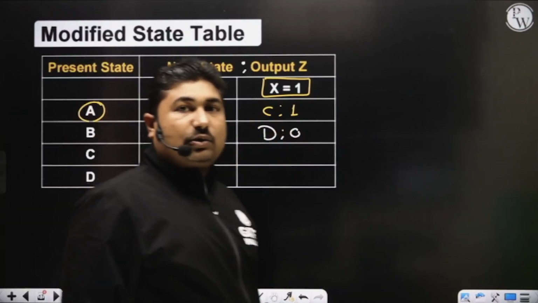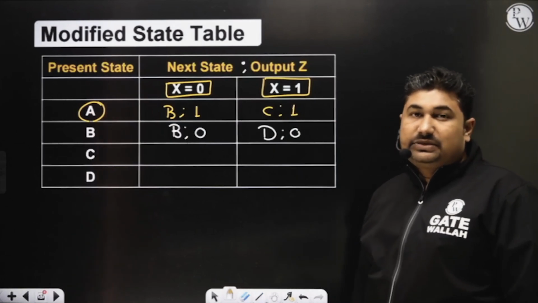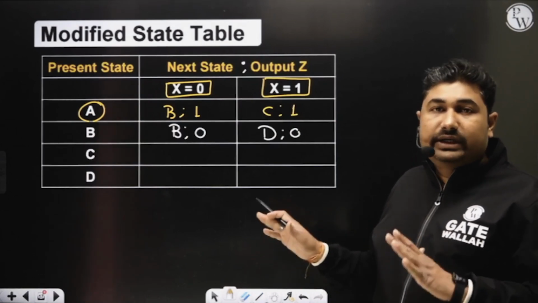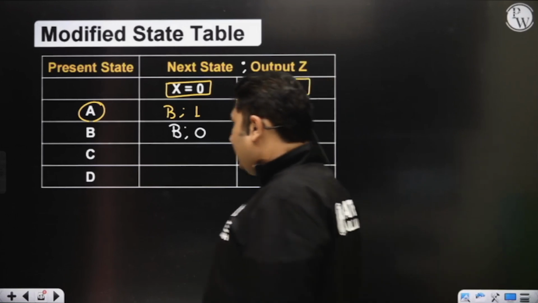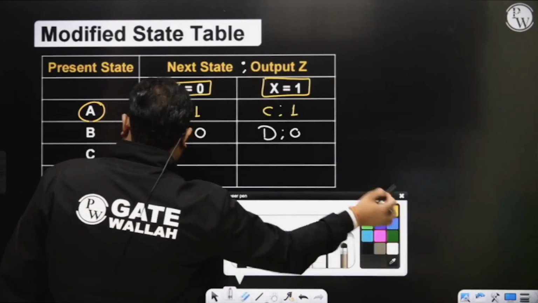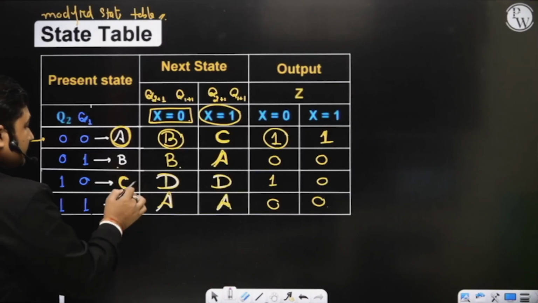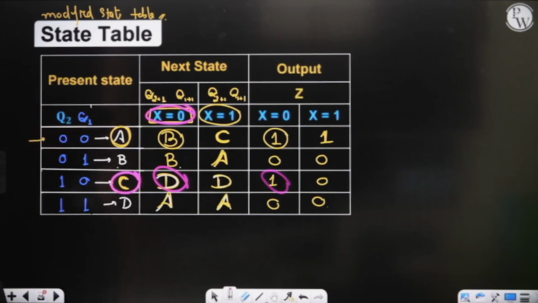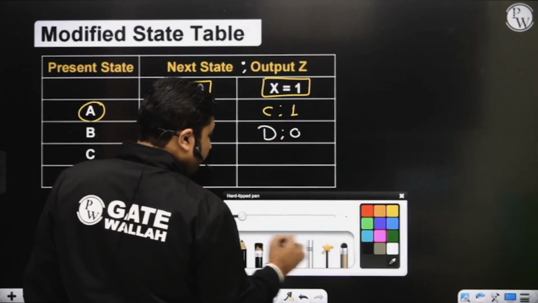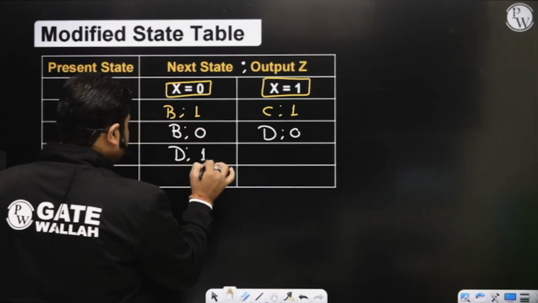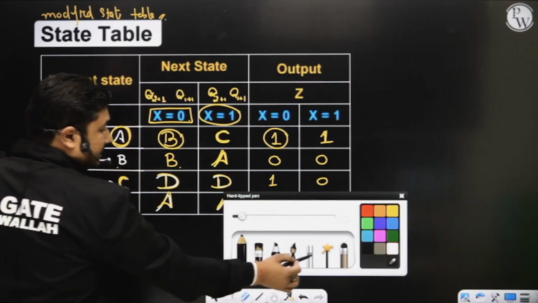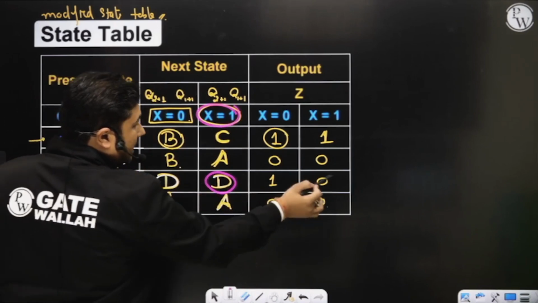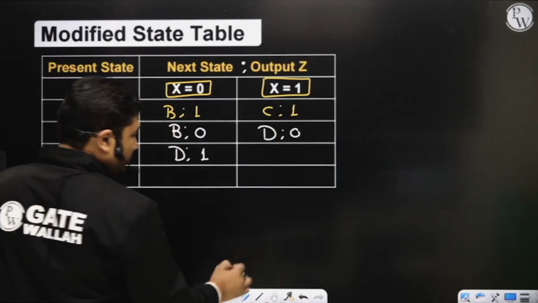Hoping you are able to understand how to write these things. Going step by step so that you can comfortably understand how we need to draw the state diagram. Present state C with X equals 0: next state D, output 1. So D comma 1. Present state C with X equals 1: next state D, output 0. So D comma 0.